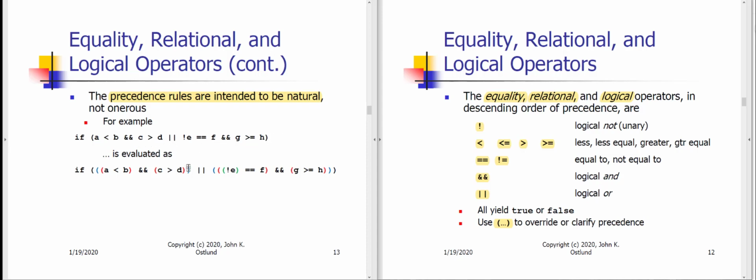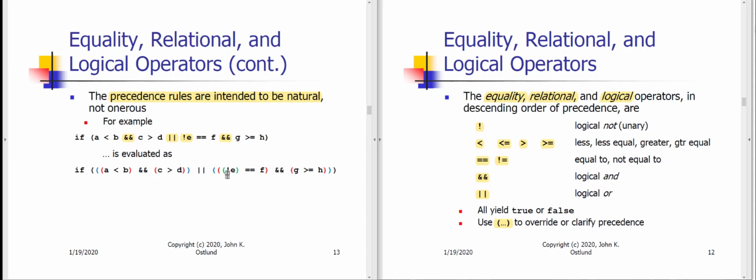And if you listen back through what I said, it did sound like the or had the lowest precedence. I said, is A less than B and C greater than D, or is not E equal to F and G greater than or equal to H? So the or does have the lowest precedence, and it sounds like it has the lowest precedence. Then the ands have the next higher precedence. Okay, we're asking whether A is less than B and C is greater than D. Then we're asking whether not E is equal to F and G is greater than or equal to H.